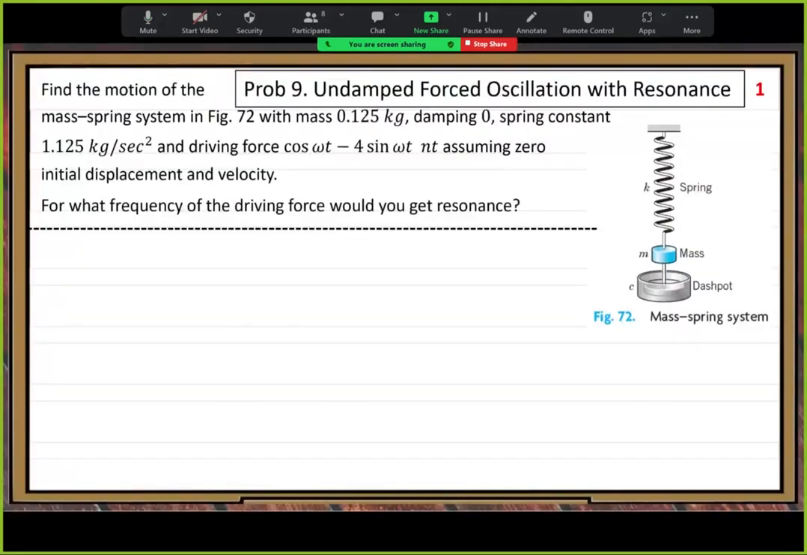So the first question, let's revisit that question we did last time. Problem 9, undamped forced oscillation with resonance. We did half of the problem last time, right? Today I want to complete the remaining half. But look at the question: for what frequency of the driving force would you get resonance? We want to answer this question.